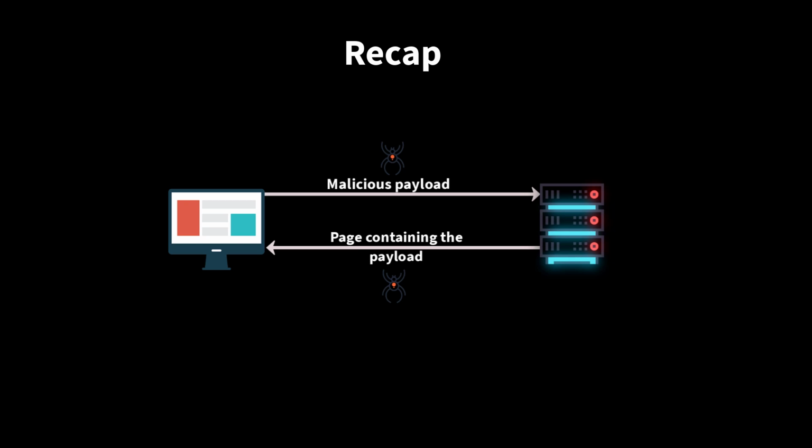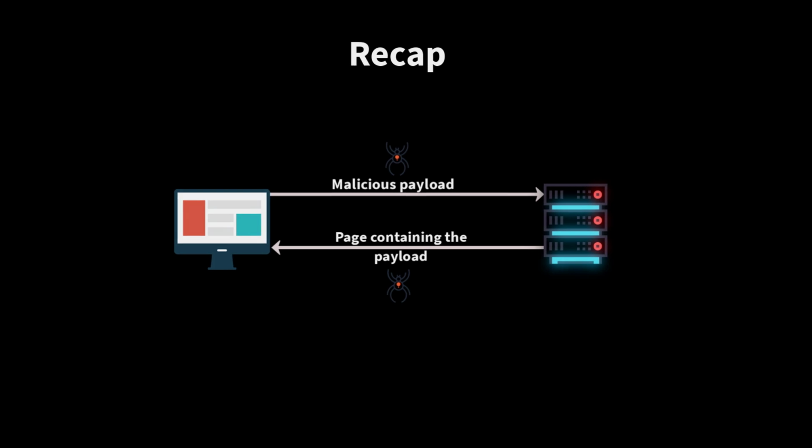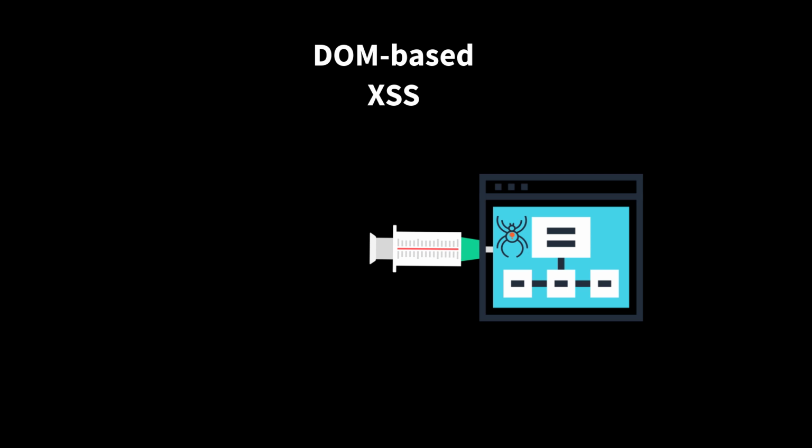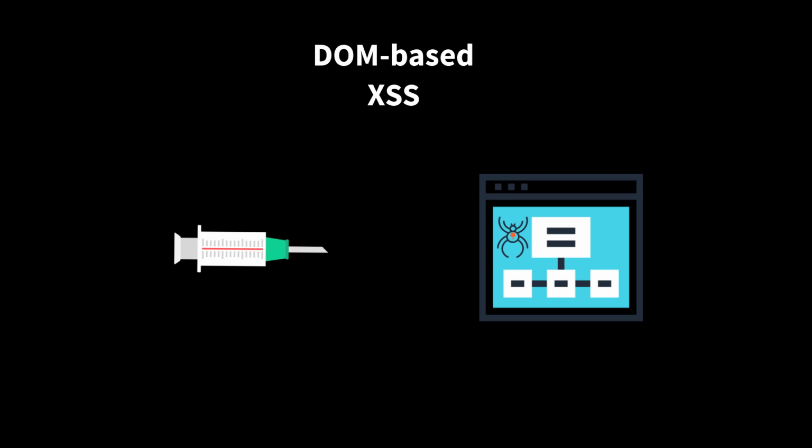So now the question is, is there a way for our hacker to avoid sending the payload to the server in the first place in order to evade server-side protection? Well, in fact there is, and that leads us to the third type of cross-site scripting, namely DOM-based cross-site scripting. So this vulnerability occurs if the application writes data to the DOM without performing proper sanitization.